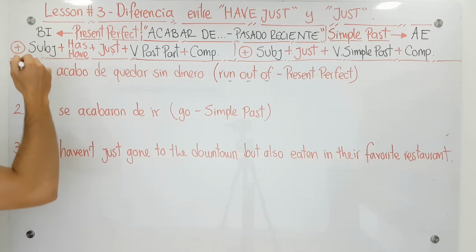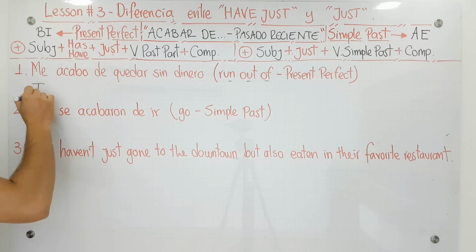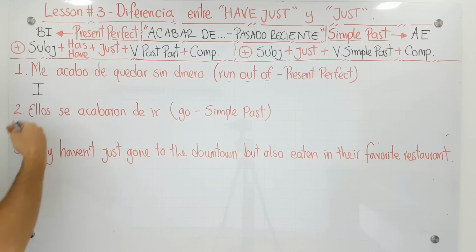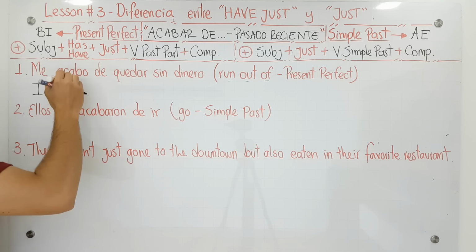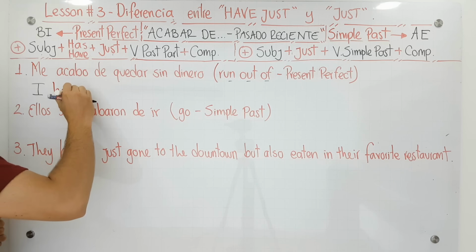Look at that. The subject. Who is the subject here? The subject is I. Sí, soy yo. Yo soy el que me acabo de quedar sin dinero. Entonces, ¿qué viene? ¿Cuál vamos a utilizar? One of the two auxiliaries. In this case is have. Vamos a utilizar ese have, ¿sí?